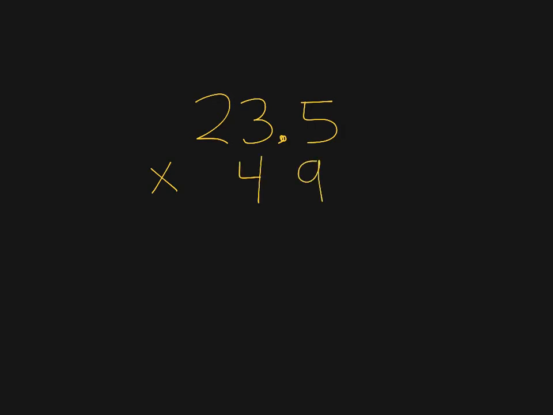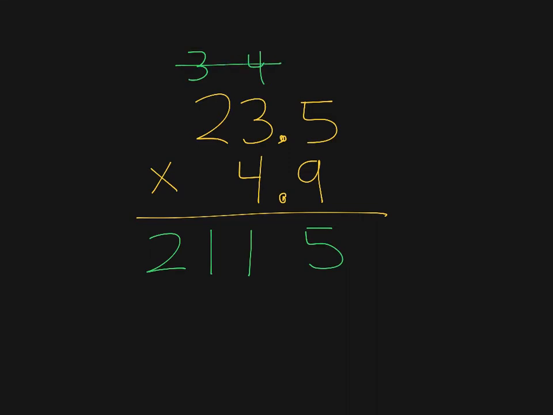And just multiply normally as you would with a 3 by 2. So 9 times 5 is 45. Carry the 4. 9 times 3 is 27. Add 4 makes 31. Carry the 3. 9 times 2 is 18. Add 3 makes 21. You can either erase that or cross that out. Cross out the 9. Put a 0. Nothing changes.